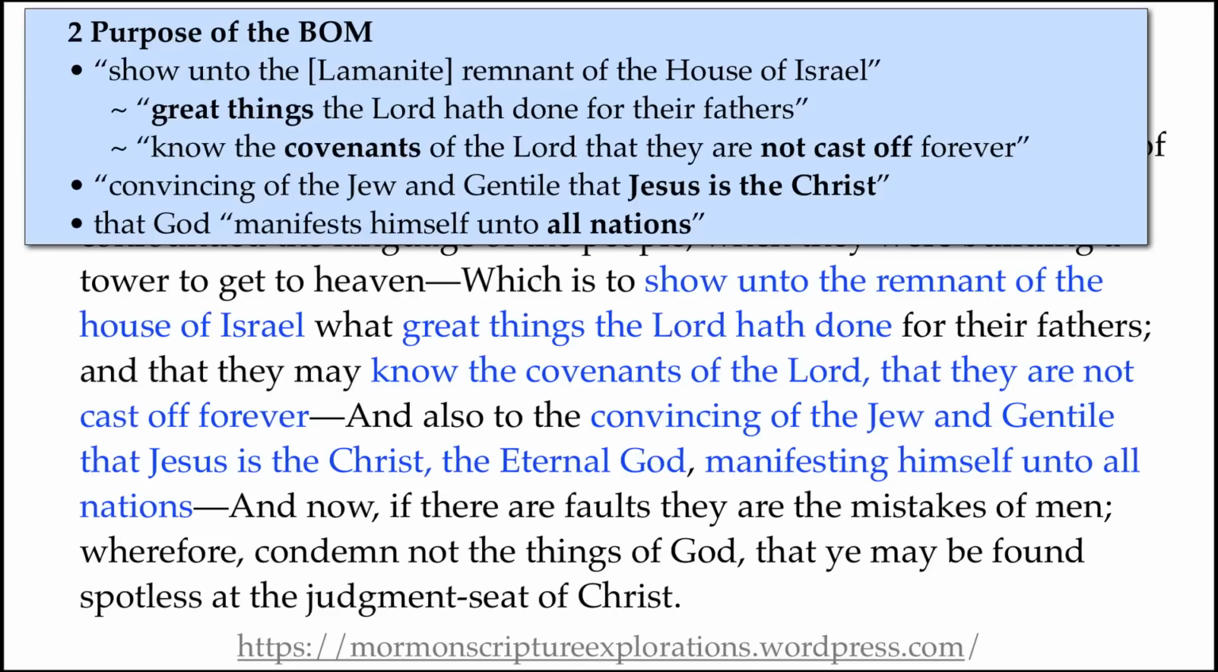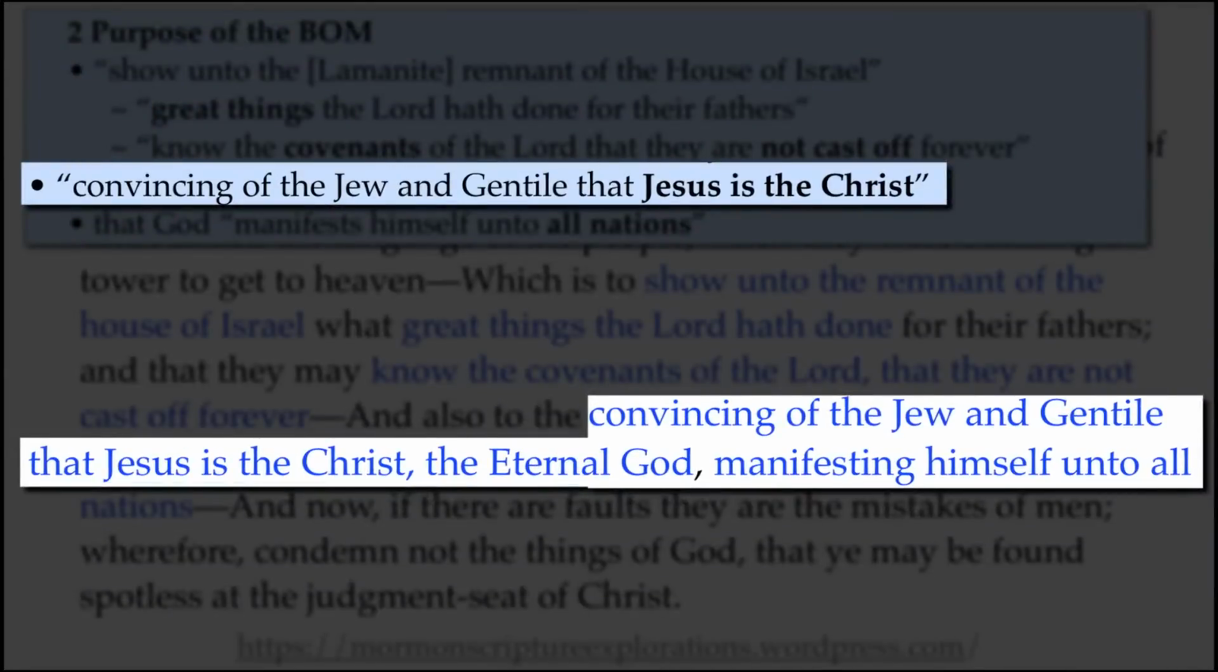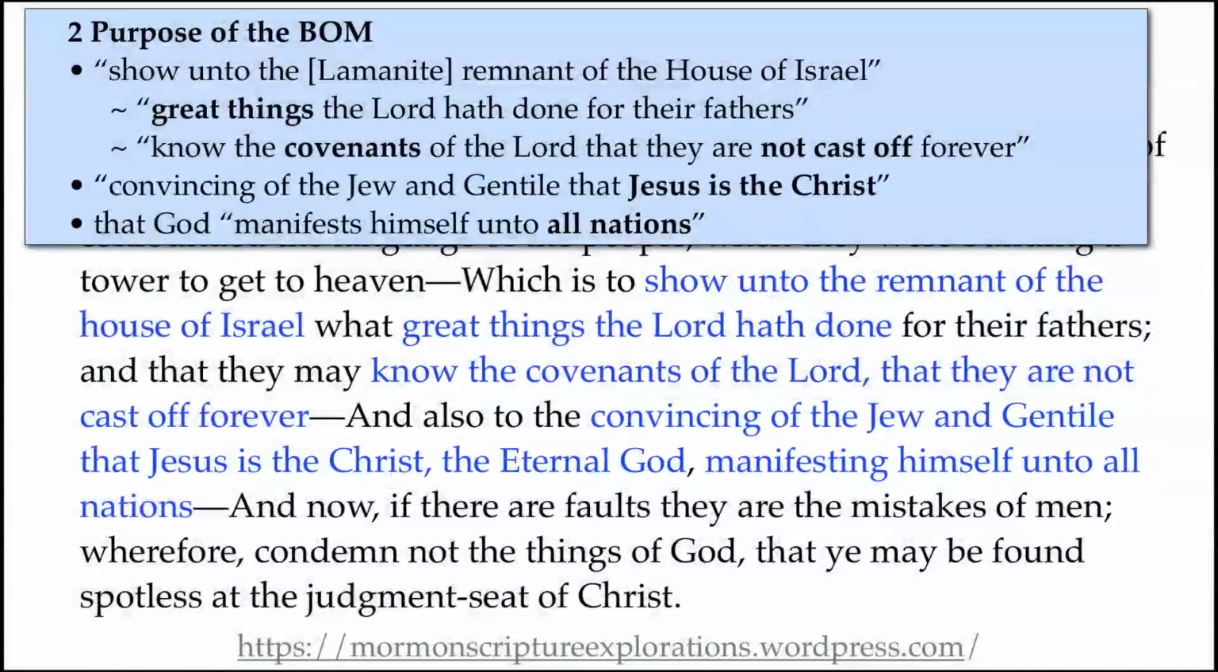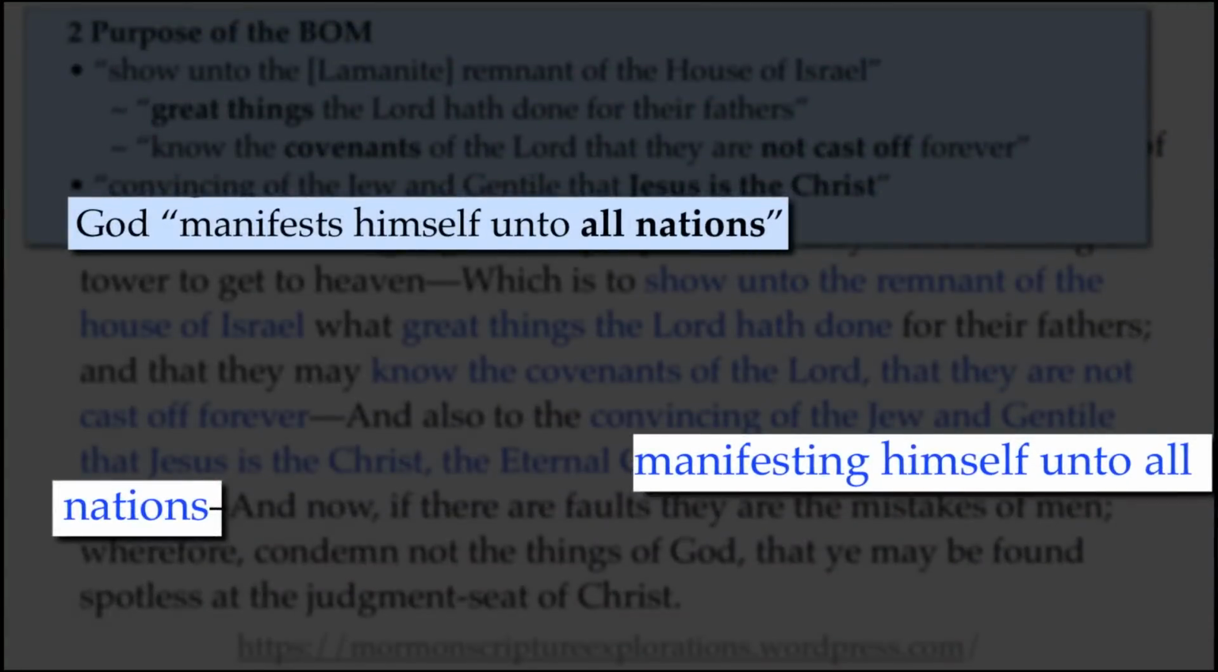So that's the message to the Lamanites. The broader message then to the Lamanites, Jews, and Gentiles is that Jesus is the Christ. So the purpose of the Book of Mormon is to convince all people, Lamanites, Jews, and Gentiles, that Jesus is the Christ. It's also, however, to convince us that God manifests himself to all nations.